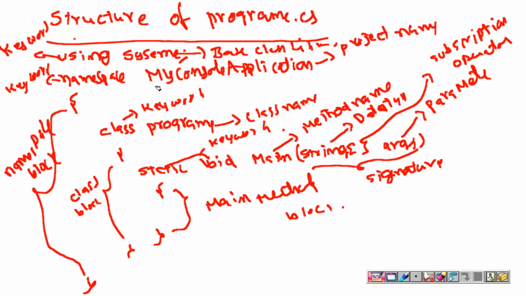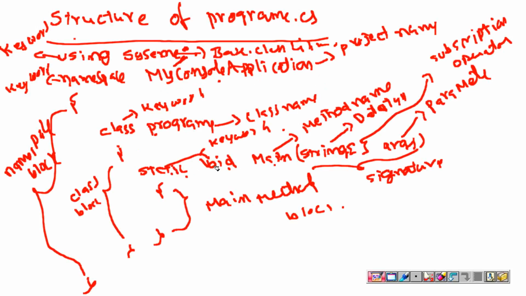My console application is the application name, the project name otherwise. Program is the class name. Main is the method name. And namespace, using, class, static, void are the keywords. System is the base class library name. Semicolon indicates the end of the statement. And here why we don't have a semicolon, you will have a doubt. Because it's not a statement, it is a block. Block will never end with a semicolon.